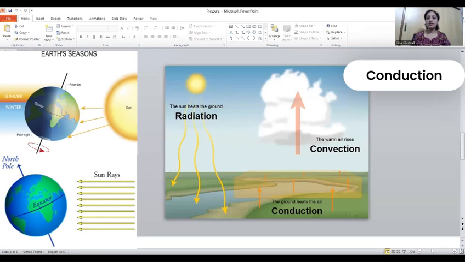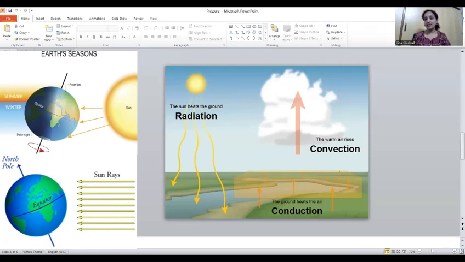So next we'll move on to the most interesting part, which is terrestrial radiation.